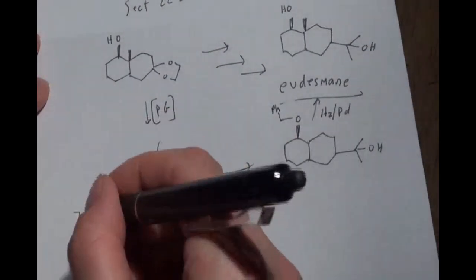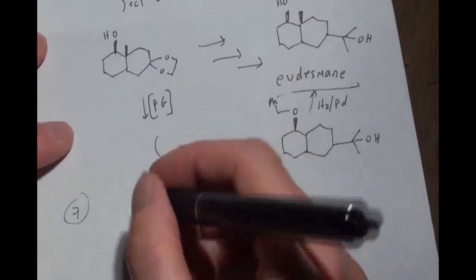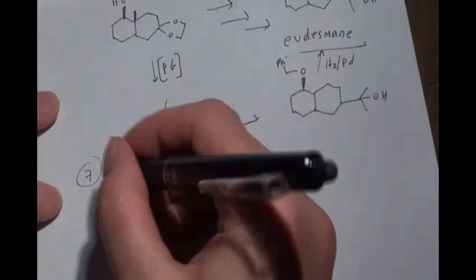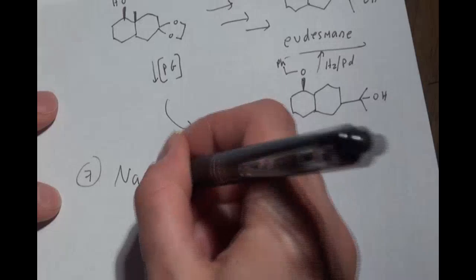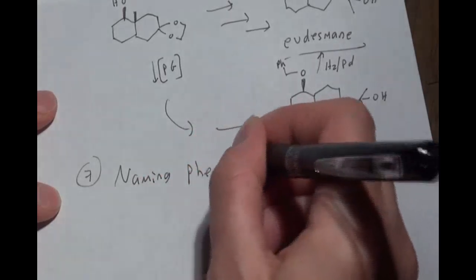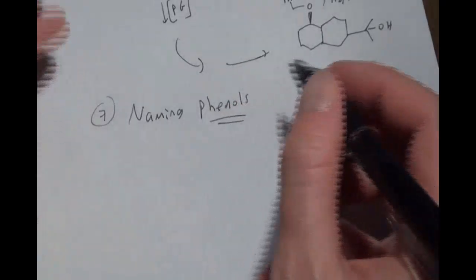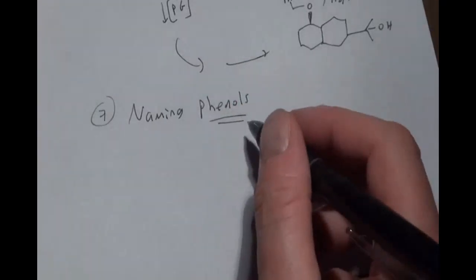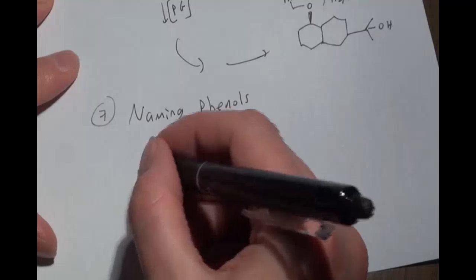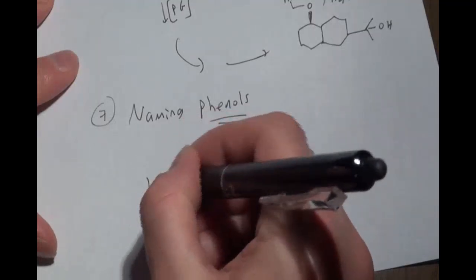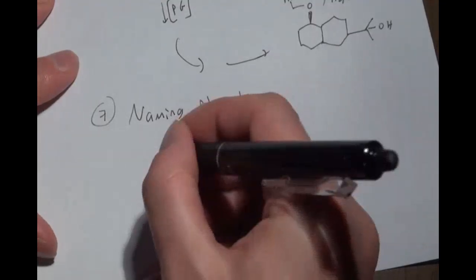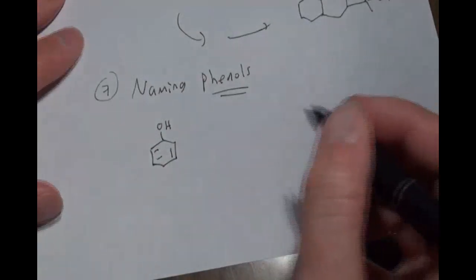Moving onward. Number 7 is naming. Now we're moving into phenols. Naming phenols. We're going to do very minimal naming in this lecture. I just want to mention a couple of them. What is a phenol? It's a benzene alcohol, right? If you're thinking about the parent compound, this is just called phenol.